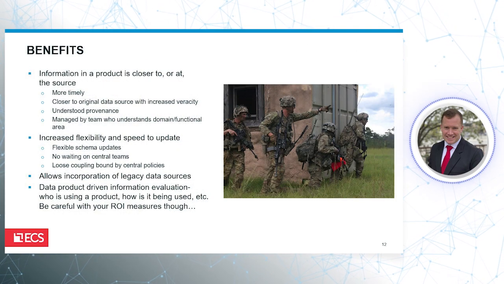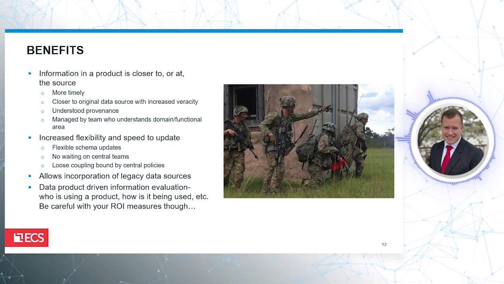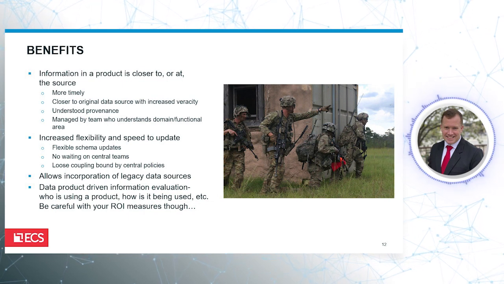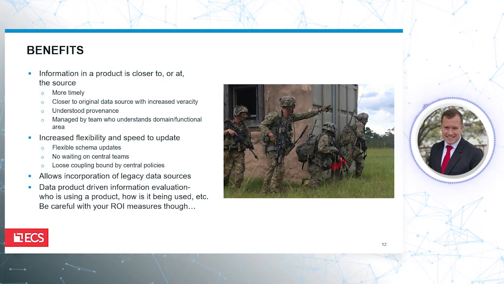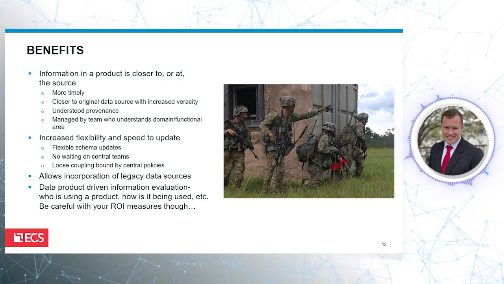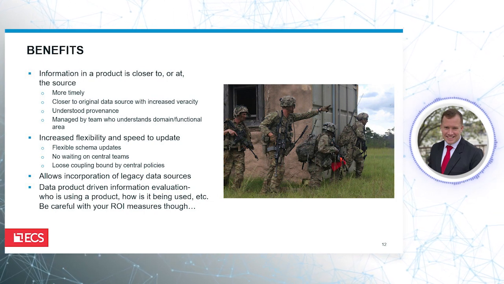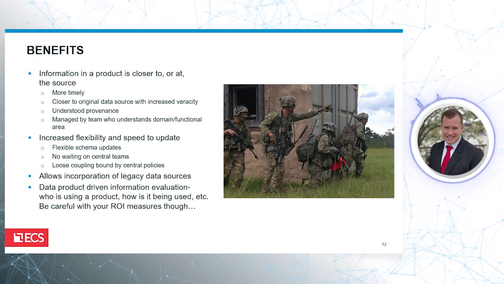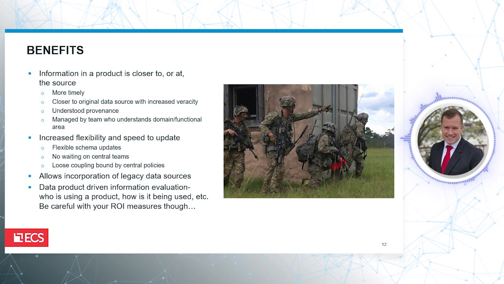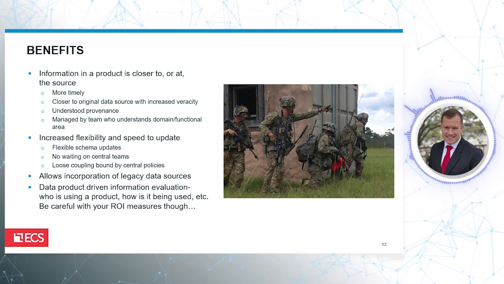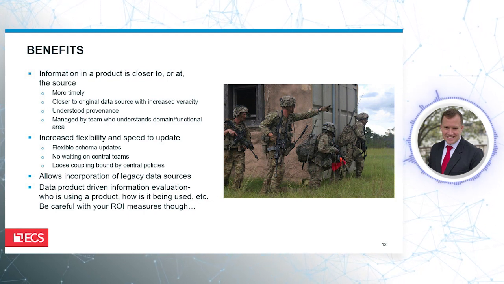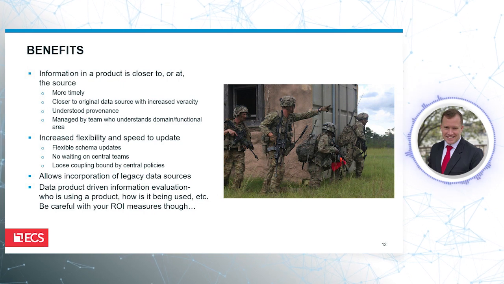So here are some of the benefits. Information in a product is closer to or at the source. This means it's going to be more timely. You're going to have data that is closer to that source of truth, so increased veracity. You understand where it's coming from. One of the principles of how you catalog data is that you have to essentially indicate what the origins of it are, so people who are using it understand it. And then it's managed by the team who actually manages that domain or functional area. So now they're able to better capture the nuances of the data.